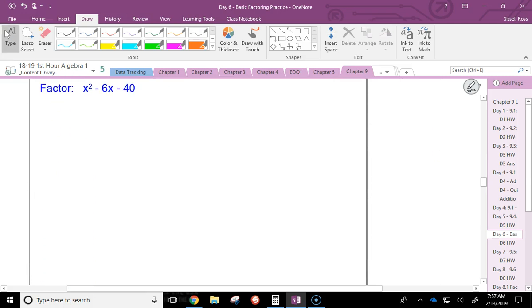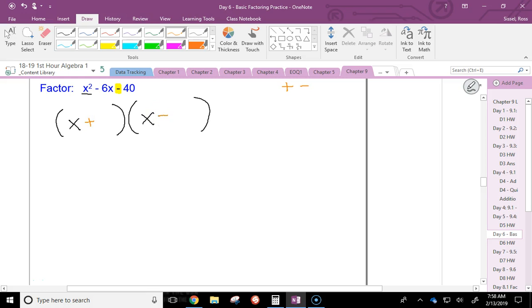Okay, last one I'm going to do with you and then I'm going to have you guys do some by yourself. And this one I want to do with you because it's different. First thing, I see that x squared is still just x squared. So I'm going to go with x and x. However, this time we have a negative 40. So how do I get a negative when I multiply? So we have to have a positive and a negative or a negative and a positive. So I'm going to just put positive first and negative second.